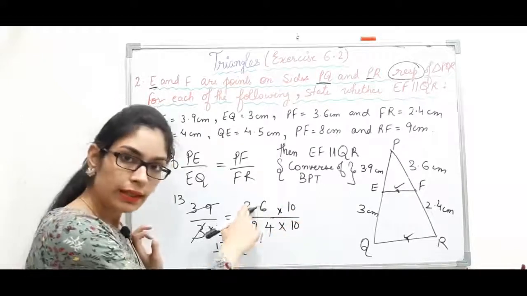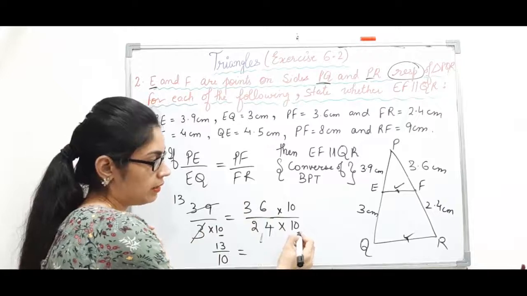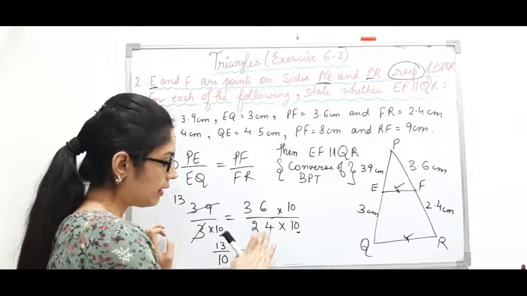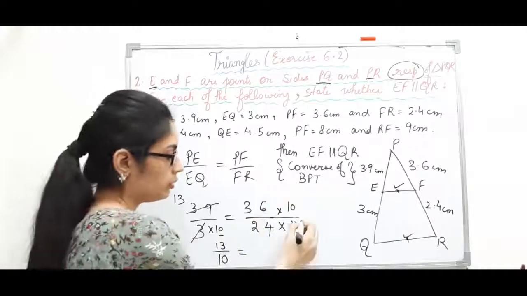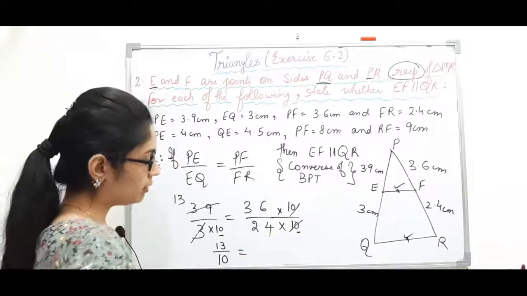See, from the numerator if you are removing the decimal, this number will come in the denominator, and from the denominator if you are removing the decimal, this number will come in the numerator. So this and this will get cancelled. Now we can do the cancellation.